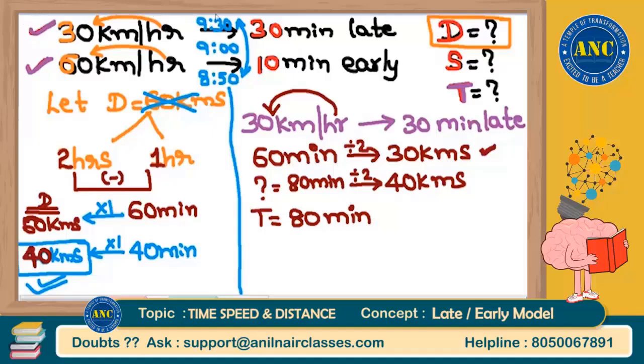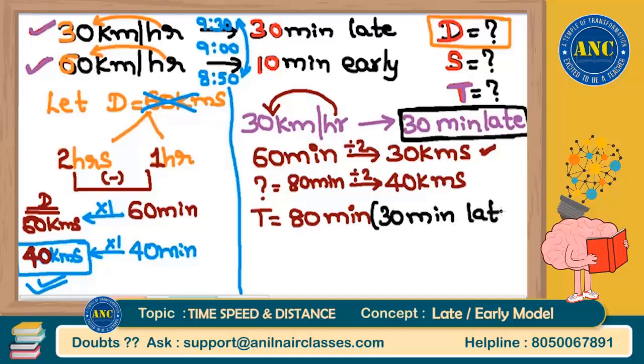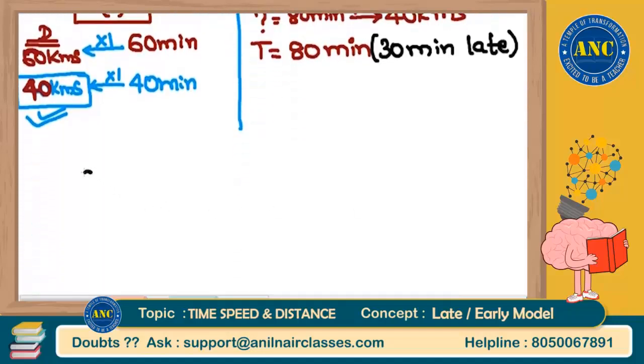But hold on, sir. 80 minutes is the time, but there is a condition imposed on time. What is the condition imposed on time? Condition imposed on time is 30 minutes late. That means, suppose for example, class is at 6 o'clock today. You joined the class at 6:30 a.m.